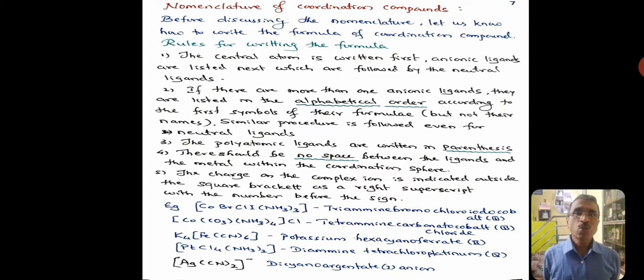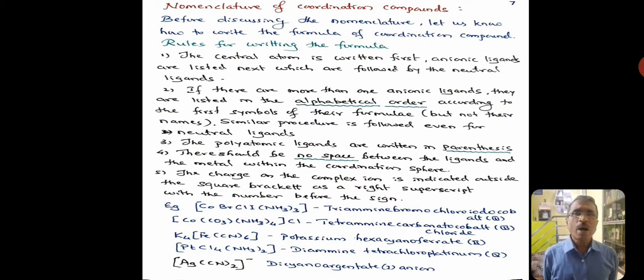For example, sodium chloride. How we name it, the same way we write it, like NaCl. Calcium chloride, CaCl2. Aluminium sulfate, Al2(SO4)3. But in naming and writing coordination compounds, it is different. Writing the formula of a compound is different from naming the coordination compound. Now, let us first study the rules to be followed while writing the formula of a compound.